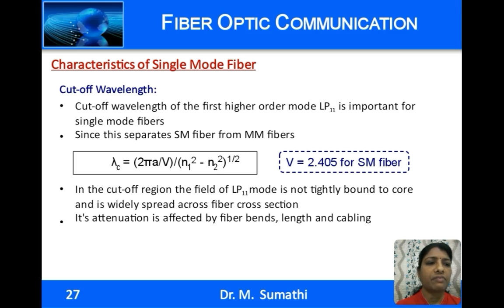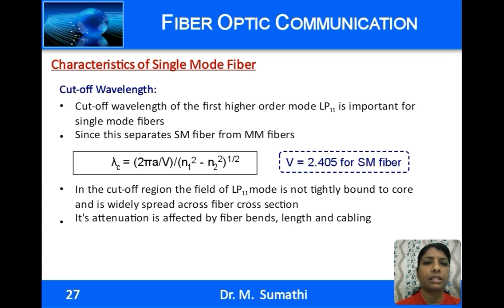And the cutoff wavelength for the first higher order mode, that is LP11, is important in single mode fibers because this separates single mode fiber from multimode fiber. For a single mode fiber, the fundamental mode LP01 propagates and the next higher mode is LP11. So, this LP11 cutoff wavelength determines whether the fiber is going to be single mode or multimode.